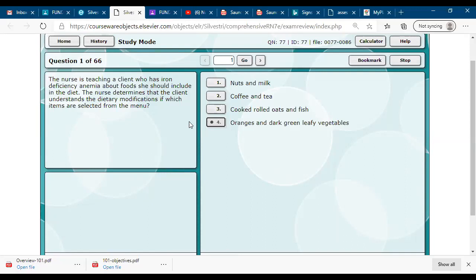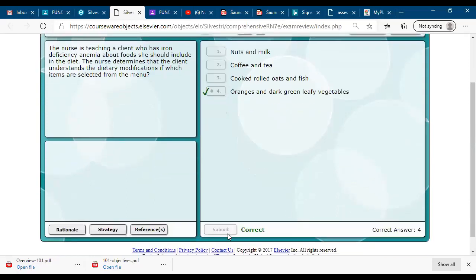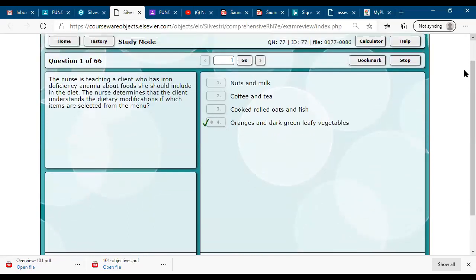But when a patient needs iron-containing food, it has to be taken with some precaution, right? So I'm going through, you said four, submit it, right? So here, the iron-containing food. The nurse determined that the client understands the dietary modification, which item.